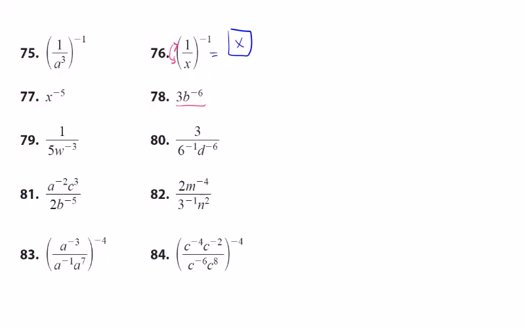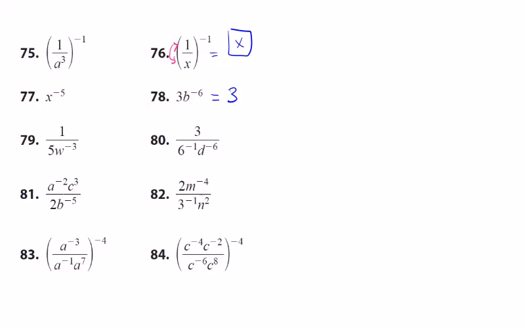All right, so 78. So here, I don't really have anything to operate. I have 3 multiplied by b to the negative 6. The 3 and the b, I can't simplify that anymore by multiplying or anything. There's nothing really that I have to simplify with the 3. It has its own exponent of positive 1, which is fine. So I'm just going to leave that 3. There's no other number to operate with it.